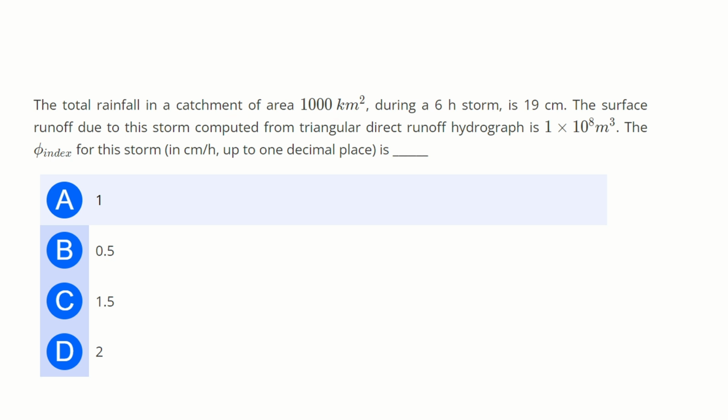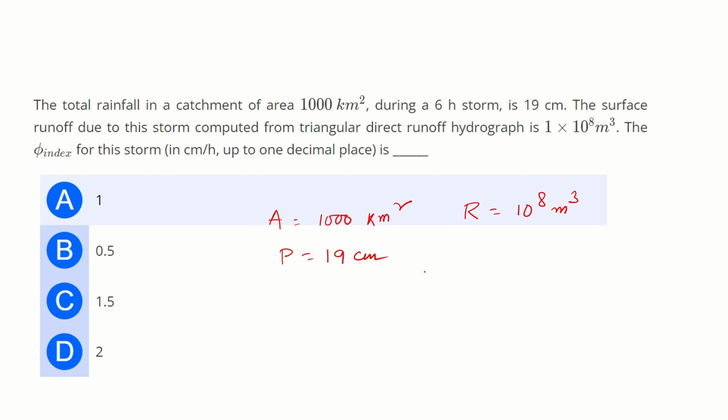Total rainfall in a catchment area 1000 square kilometer during 6 hour storm is 19 centimeter. So catchment area is given to you, that is 1000 square kilometer. Okay. Total rainfall is given, that is 19 centimeter. Okay. So surface runoff, total surface runoff is given to you. Total surface runoff is 10 to the power 8 meter cube, right? So phi index you have to calculate.